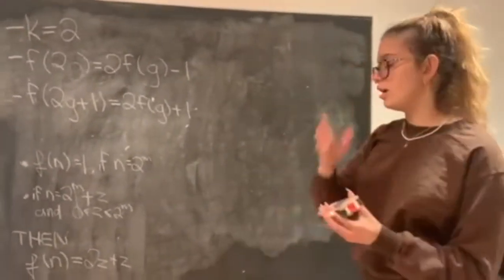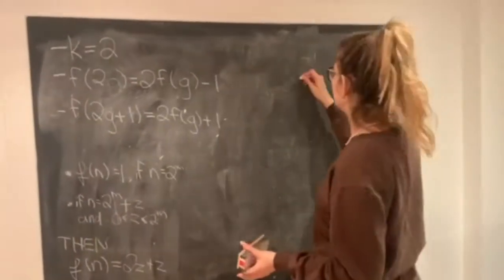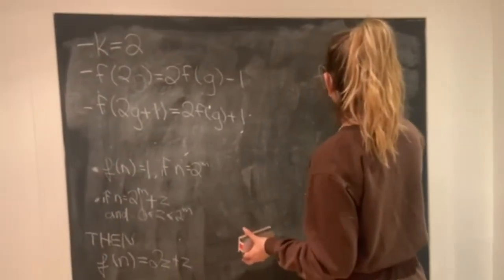So now we can come up with a formula to denote who will be in the winning spot. So let's call this formula f of n.